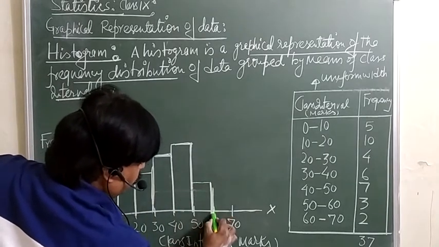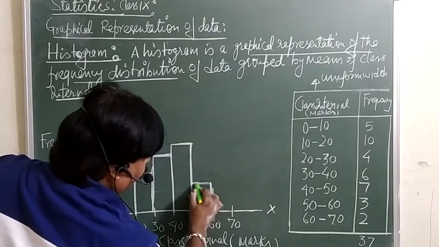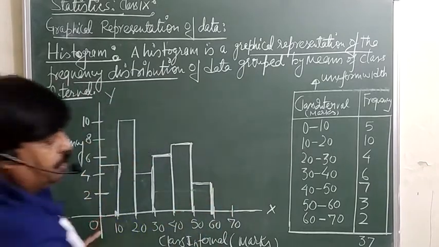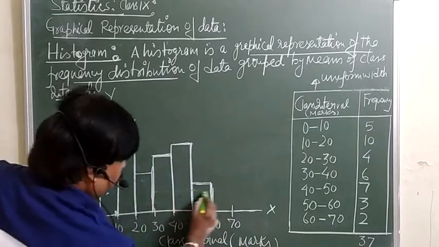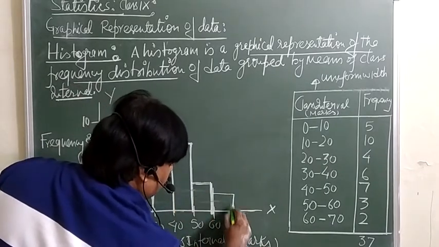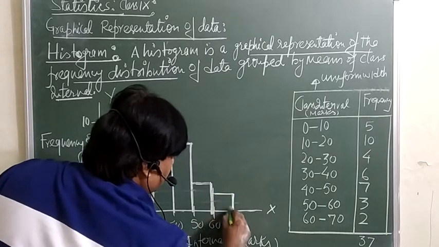If you draw this on graph paper, you will get the accuracies here. 60 to 70 is 2, so you are approximately here. This is the histogram.